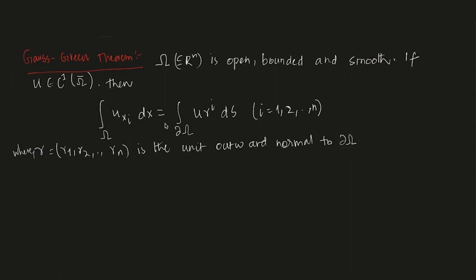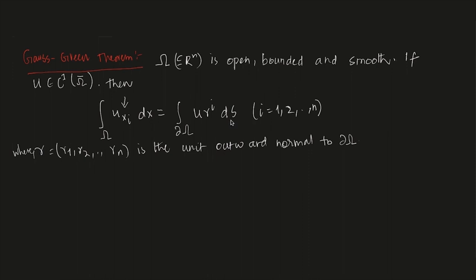See, what it is saying is this. If you take the partial derivative of u, and you are integrating it on omega, then you do not have to look at the whole domain to do that. You just look at the boundary del omega, and you just compute u gamma_i ds. That's done. Once you do that, you evaluate this particular thing, the integral of u_xi over omega. And this ds, what is s? s is the surface measure, as we already did.